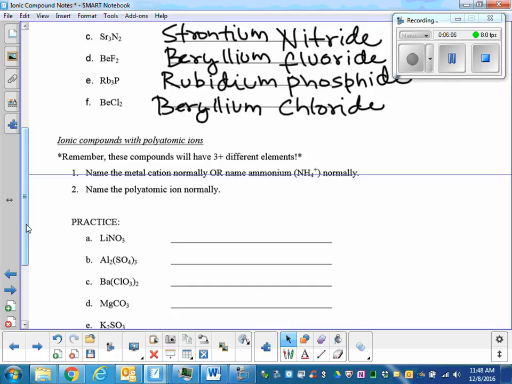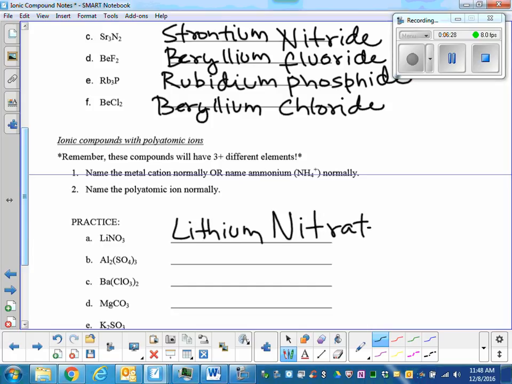So what is the name of this metal, Alexi? Lithium. All right. So Alexi, do you recognize NO3? What did we name NO3 as? Nitrate. So the ending now is the name of the polyatomic ion. Do we understand this? Yes.